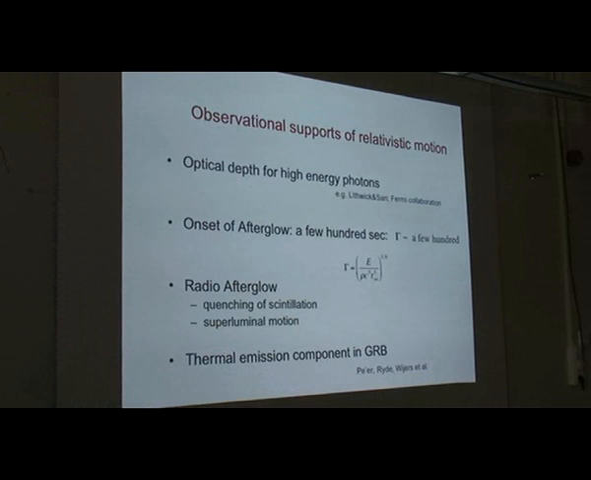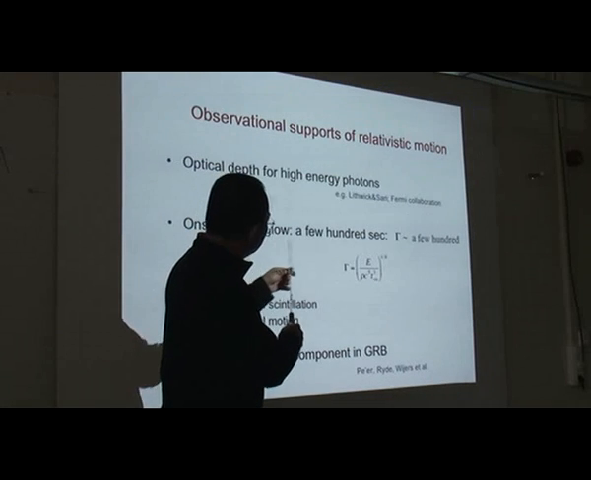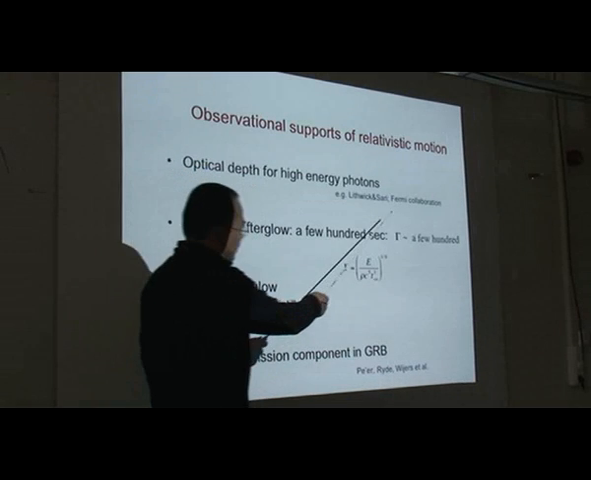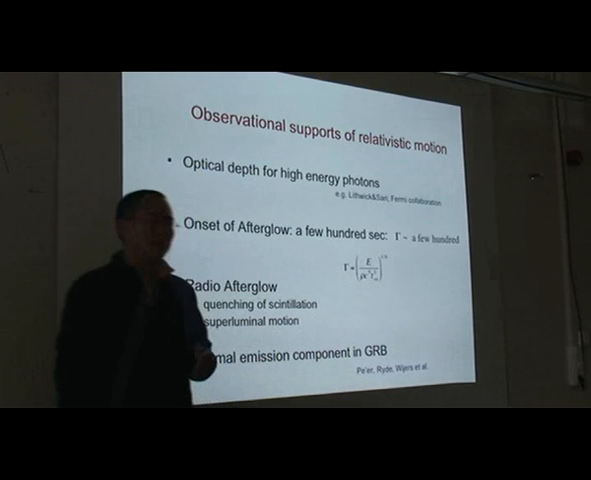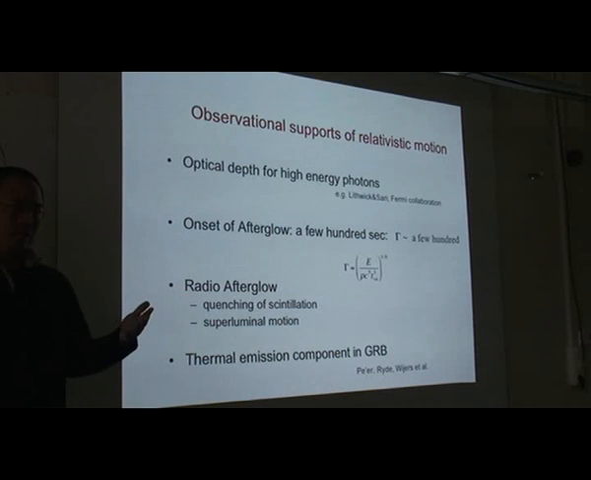And other observational evidence supporting relativistic motion is, okay, mostly, let's say, the optical depth argument from high-energy photons, which is basically the same. And recently, the Fermi collaboration estimated that for 10 GeV photons to be optically thin, a Lorentz factor of even 1,000 is needed.